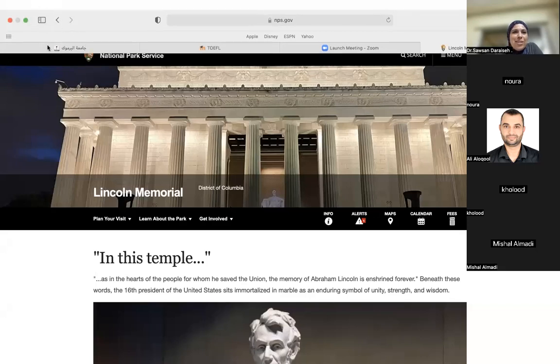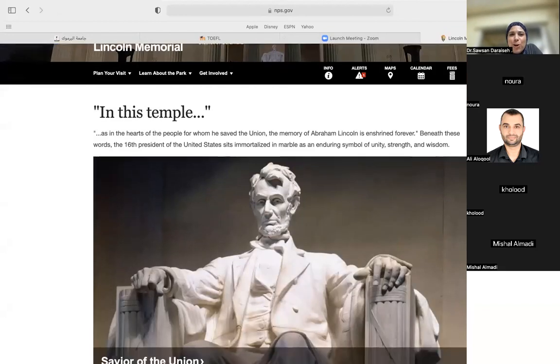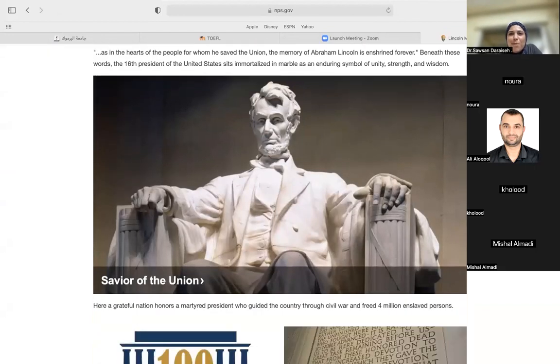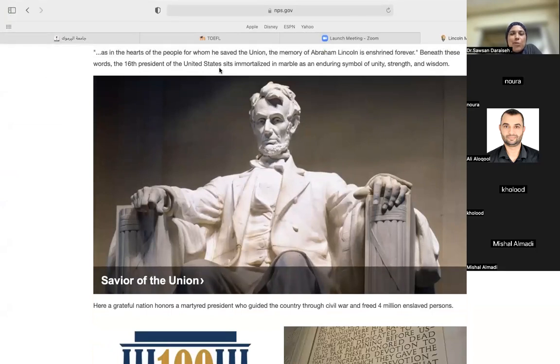Right, so this is the Lincoln Memorial. No, it's not the White House. Look at the Lincoln Memorial. It looks as beautiful as the White House. Can you see something here? Look at this white thing. This is a statue of who? Abraham Lincoln. Here he is, the 16th president of the United States of America.